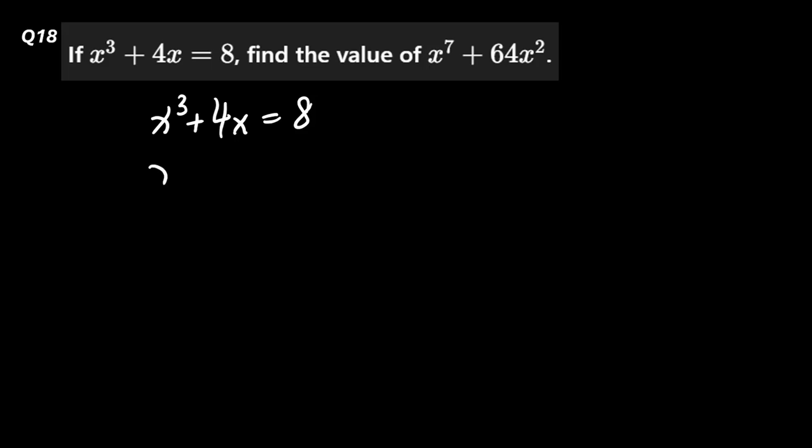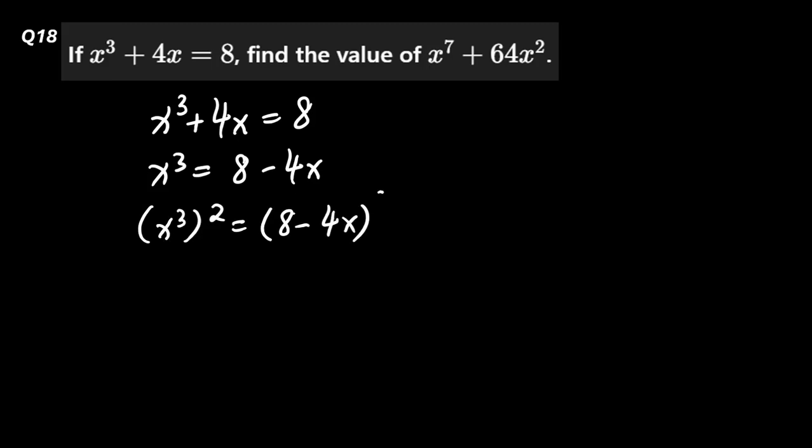We begin with the given equation, x cubed equals 8 minus 4x. Now square both sides. x to the power 6 equals the square of 8 minus 4x, which gives 64 minus 64x plus 16x squared.